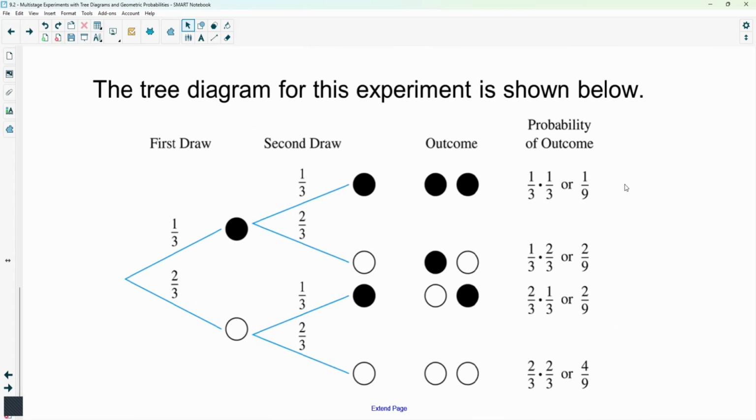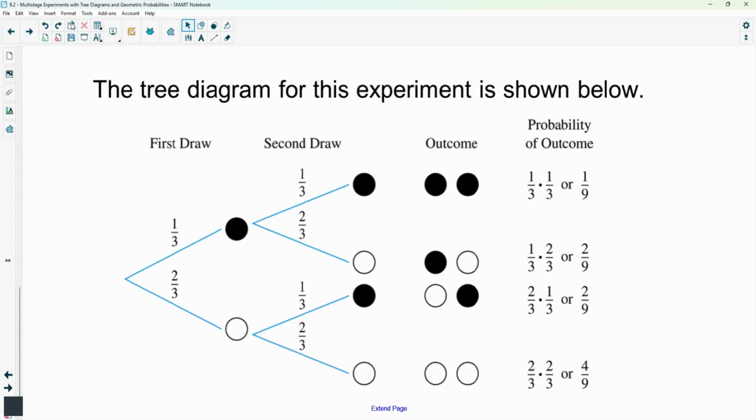This is 1/3 times 1/3 is 1/9, 1/3 times 2/3 is 2/9, 2/3 times 1/3 is 2/9, and 2/3 times 2/3 is 4/9. And the most important thing that you want to check is, when you add these probabilities, they need to add up to 1. If it does not add up to 1, then there's something wrong.